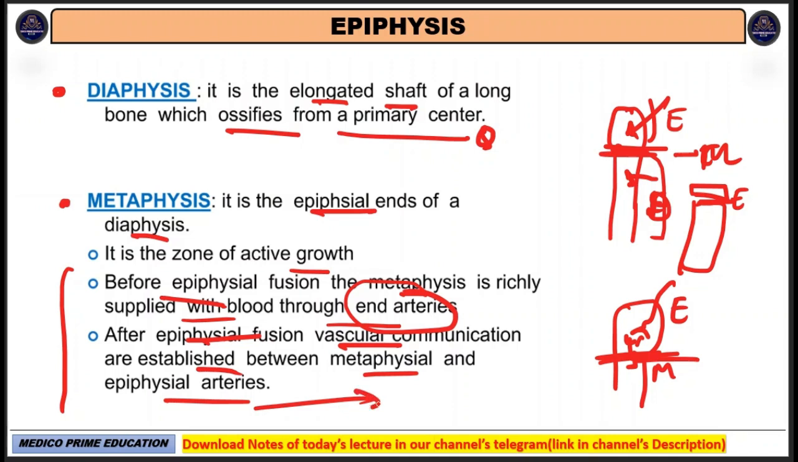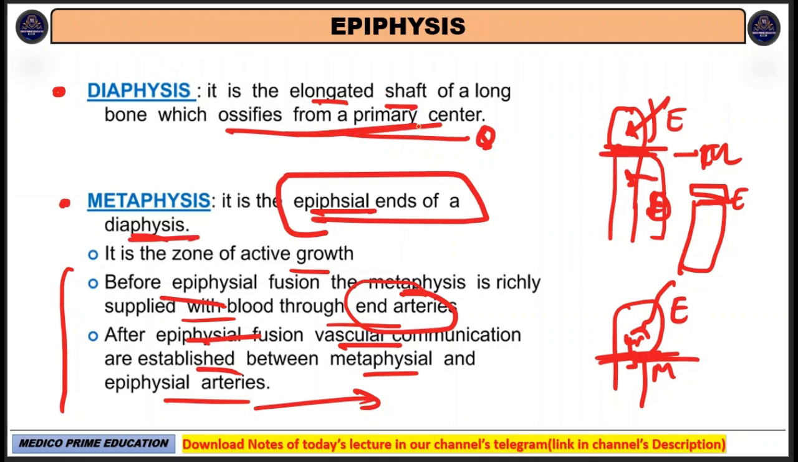What you have to remember is that the metaphysis is the epiphyseal end of the diaphysis, and the diaphysis originates from the primary ossification. So you have to remember all these things.